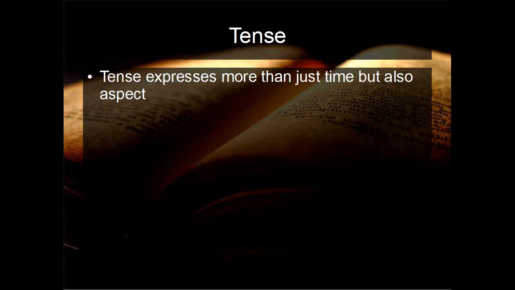Aspect, okay? And in reality, the way that Greeks understood tense 2,000 years ago, they believed aspect had more priority over the time, or when the verb actually occurred. So aspect was first, then time was secondary, okay? In English, we have it the other way around, but in Greek, it was aspect first and then time.